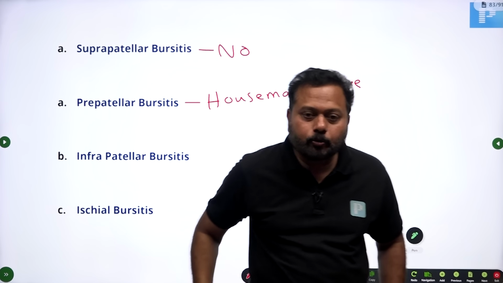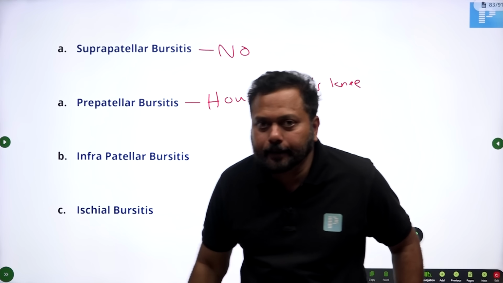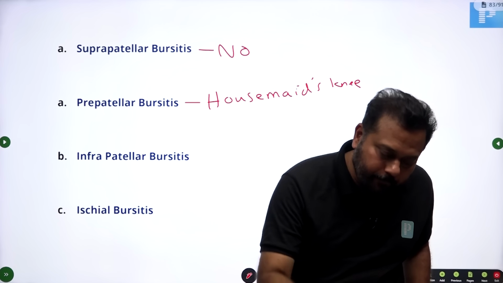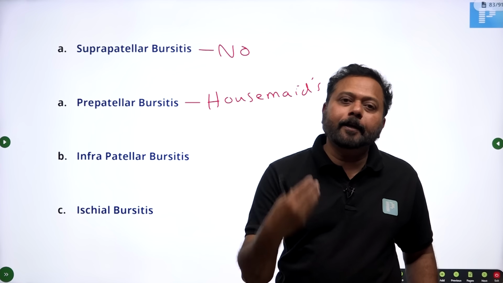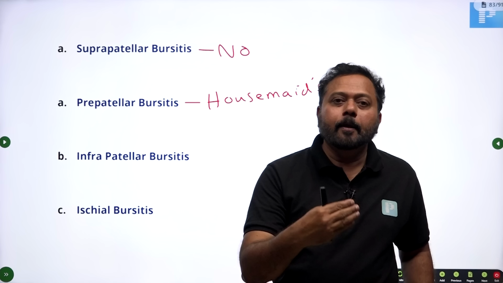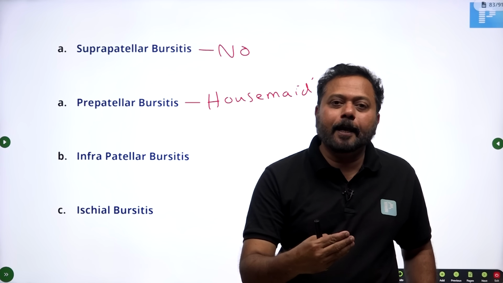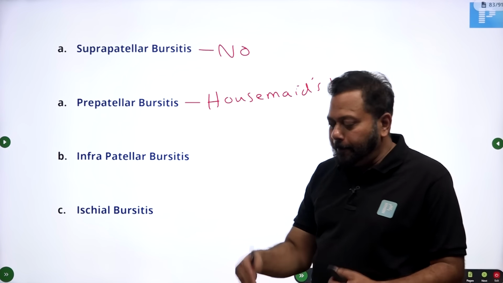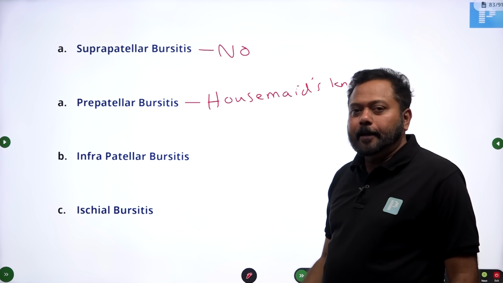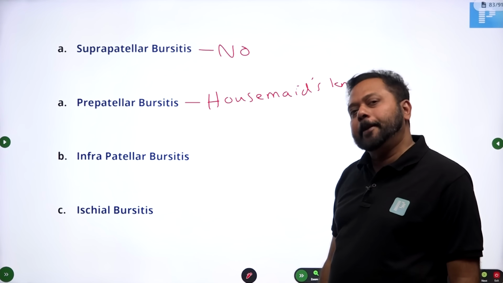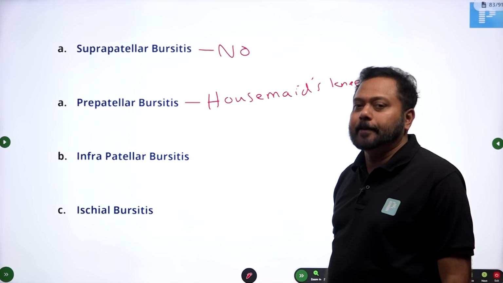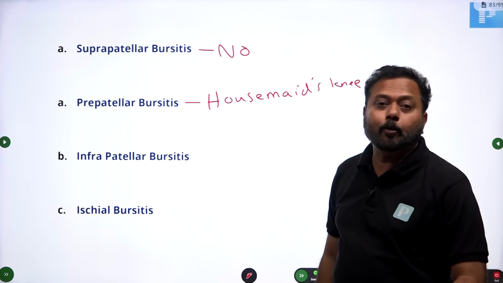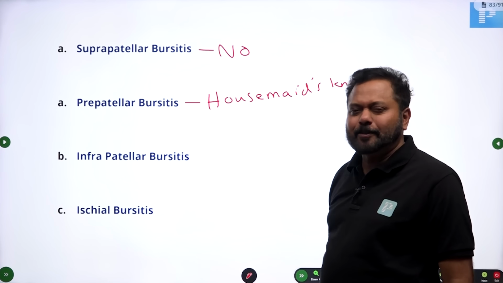Because housemaids used to kneel down and mop the floor. When they kneel down, the patella is directly in friction with the ground. There is repeated irritation of the prepatellar bursa, which is present in front of the patella. That's called prepatellar. So because of the repeated irritation, it will go for bursitis. Prepatellar bursitis is called housemaid's knee. Nowadays that's not happening. Everyone is having a mop stick. Who is kneeling down nowadays? So this is of historical importance.